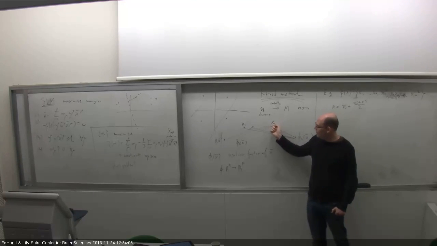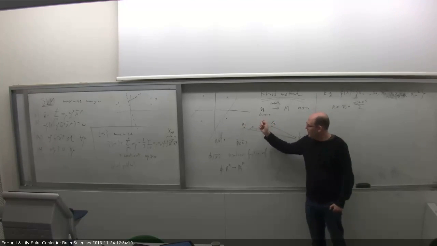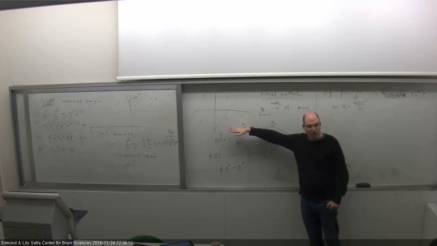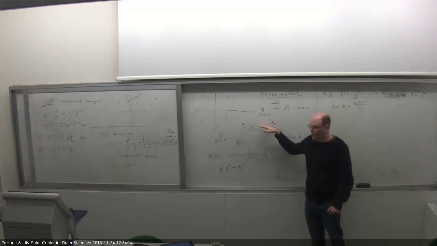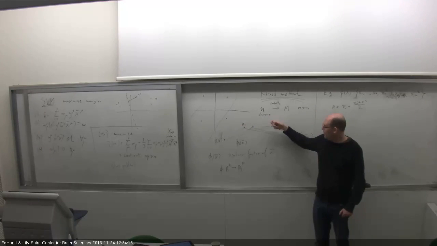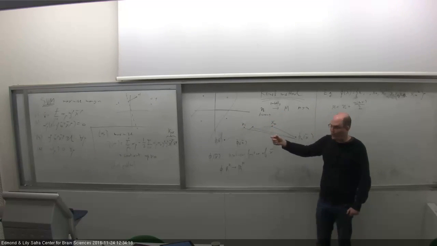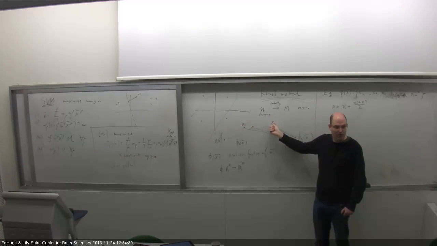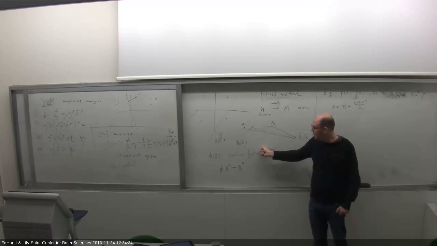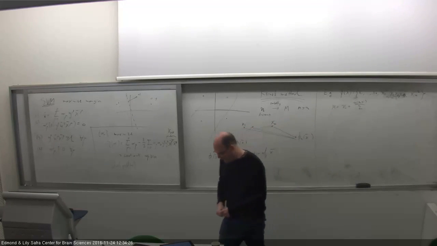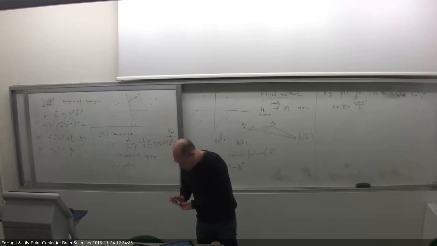that a set of points, a set of x vectors which are not in general position in this space, will end up being in general position in this space. So let's just write down now what we need to do.